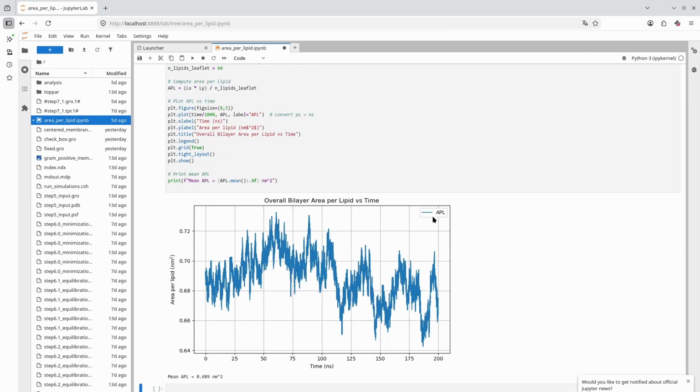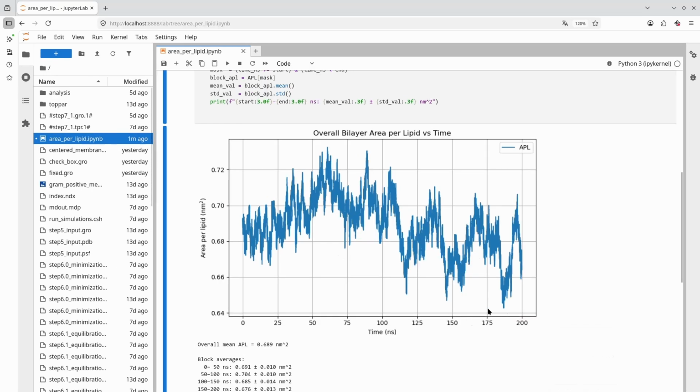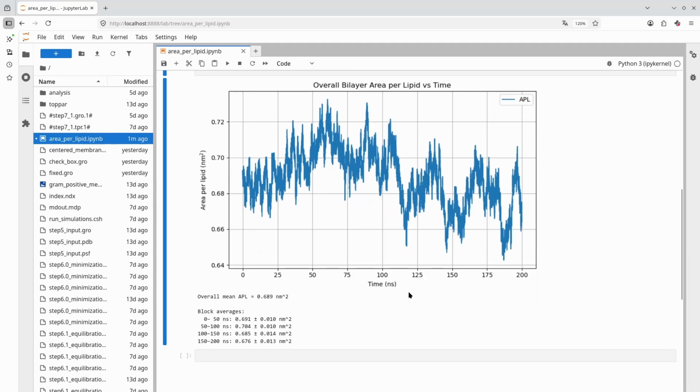Now, based on this graph, roughly between 100 and 125 nanoseconds, our membrane finally relaxes, and our area per lipid reaches its normal wave-like form. It is not exactly a plateau, but the mean area per lipid is roughly the same at the last two intervals of the trajectory, which are 100 to 150 and 150 to 200 nanoseconds.